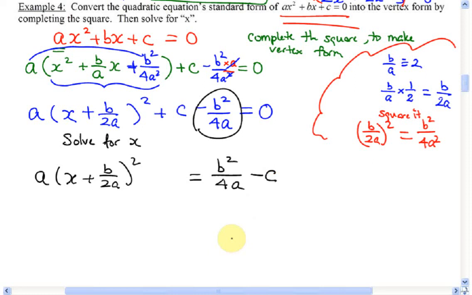Sure. Before we actually divide by a, can we simplify what's on the right-hand side? I don't want two things. I want to have one fraction here. So let's see if we can quickly simplify this first. What's the denominator for c? It's just 1. What's the common denominator between 4a and 1? 4a. Good. So the b squared stays on the top. What do I need to do with the c? I need to multiply in a 4ac.